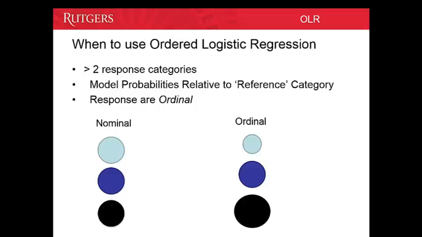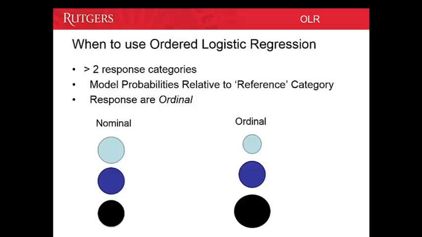So when do we need to use ordered logistic regression? It's whenever we have more than 2 possible values for the dependent variable. So instead of using a dichotomous response, here we may use a polytomous response, or multiple responses here.